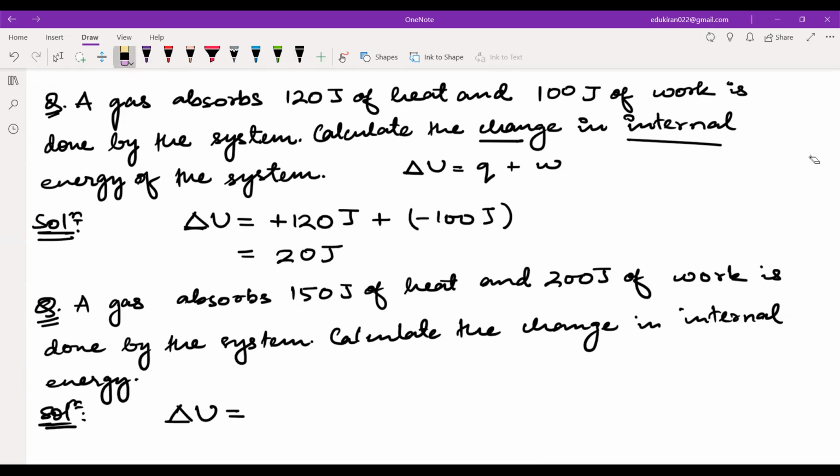And Mazia, I hope you understand that it will not be minus 20, but it will be plus 20 joules. Yes or no, Mazia? What mistake did you make? Yes, the negative sign. I forgot. Okay. So please remember it like this.